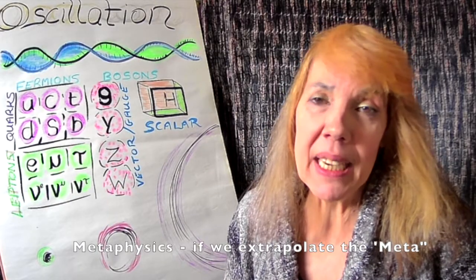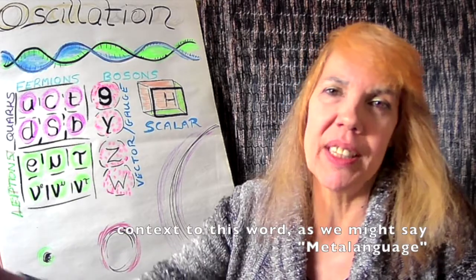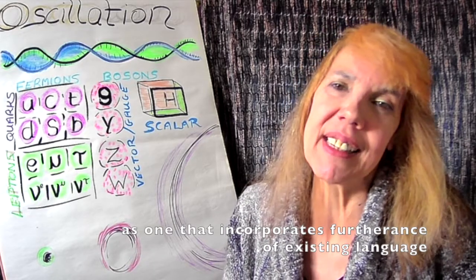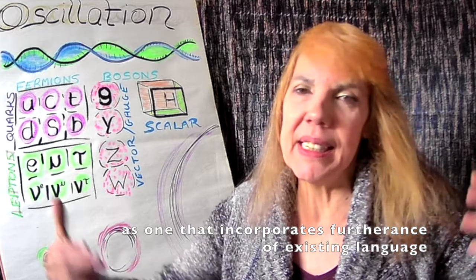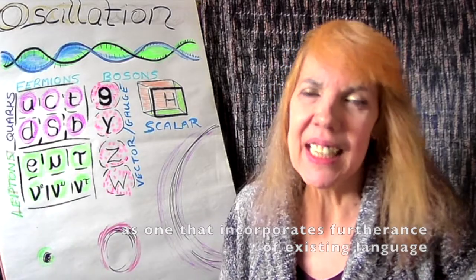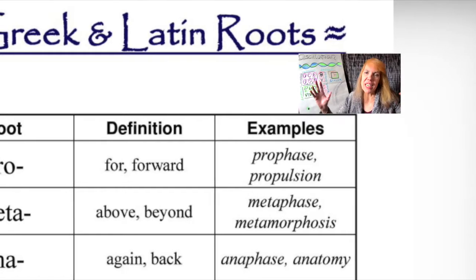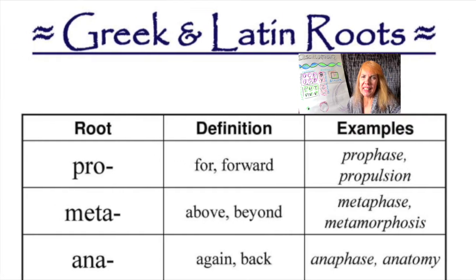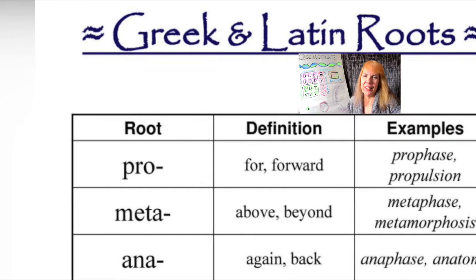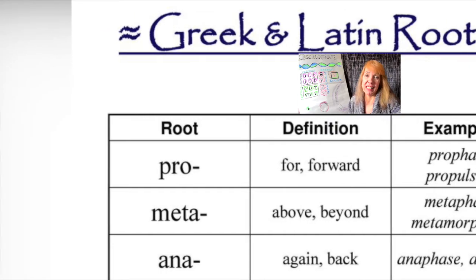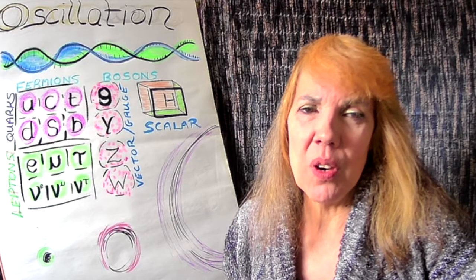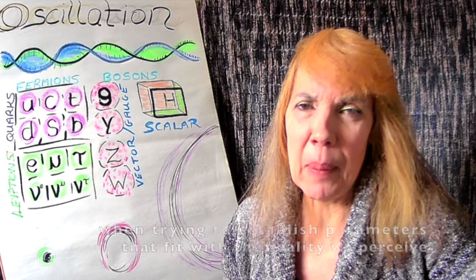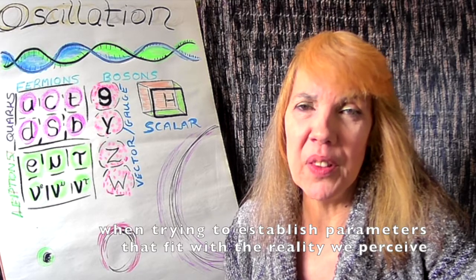Now, metaphysics, if we extrapolate the meta context to this word, as we would say meta language, for instance. A meta language is one that incorporates furtherance of existing language terms. Meta means greater than. So metaphysics is not woo and pseudoscience. It's what is beyond the parameters of current physics understanding. And therefore, it's essential to take it into consideration when trying to establish parameters that fit with the reality that we perceive.